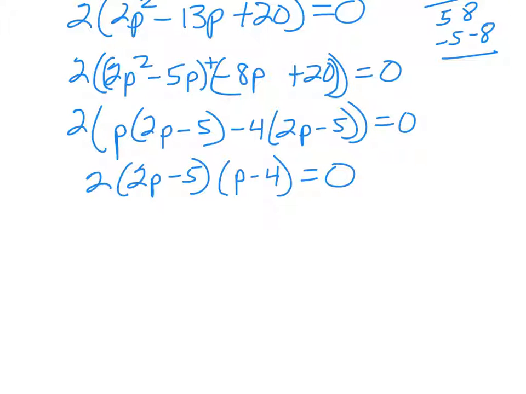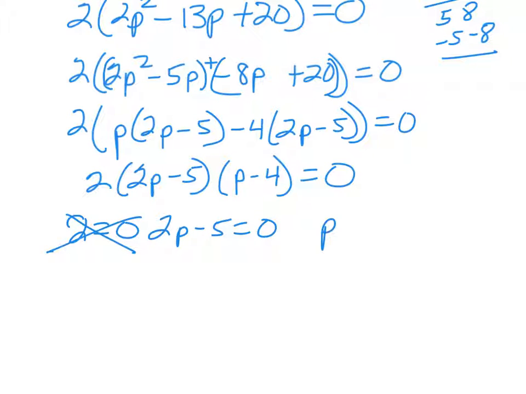Now let's take each factor and set it equal to 0 and solve. So this problem's a little bit different than the last one that we had because we have now 1, 2, 3 factors. So normally we would set all of them equal to 0 and solve, but in this case, if you set the first one equal to 0, that would just give you 2 equal to 0, and we know 2 is not equal to 0. So just ignore that one. Or 2p minus 5 equals 0, or p minus 4 equals 0. And now we're on the home stretch.